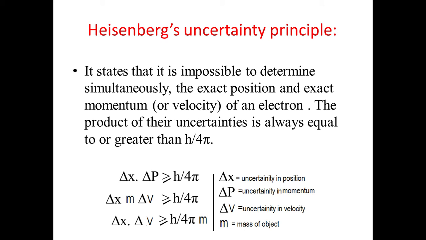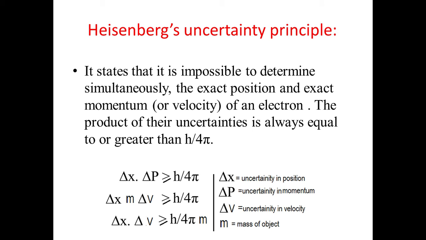First of all, this Heisenberg uncertainty principle is valid only for microscopic domains or microscopic particles, not on an object like Earth. So first of all, it is only valid for small microscopic particles such as an electron.